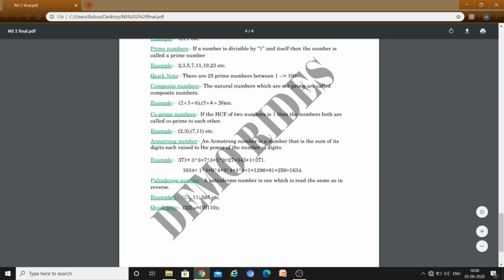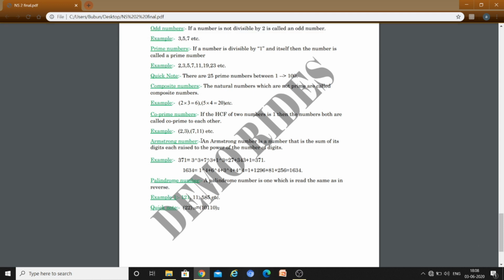Now, Armstrong number. Definition. An Armstrong number is a number that is the sum of its digits, each raised to the power of the number of digits. What does it mean? Let us take an example. We have here 371, which is a 3-digit number. Now, because it's a 3-digit number, we sum up each digit with the power of 3. Now, if we calculate the result here, we can see the resultant number is the same as the original number. Okay. You can calculate also on your own that the resultant number is the same as the original number. That's why we can say this 371 is an Armstrong number.